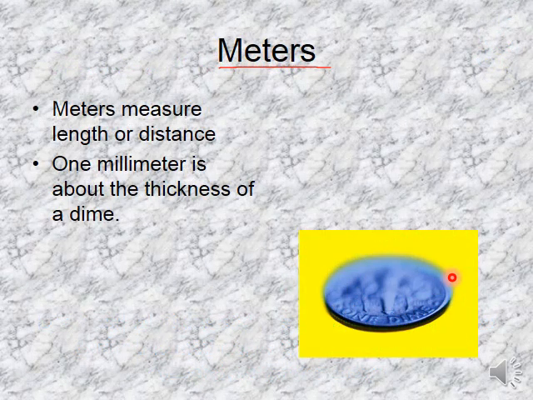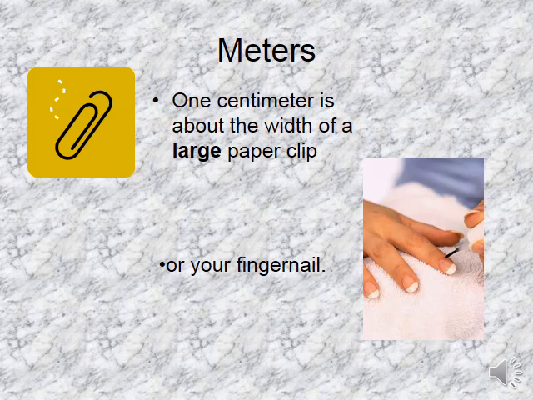Now let's look at the individual forms of measurement, or units of measure. There's meters. Meters measure length or distance. One millimeter is about the thickness of a dime. And once again, we know this millimeter that we're looking at is 1/1000th of 1 meter. One centimeter, or 1/100th of 1 meter, is about the width of a large paperclip or your fingernail. So if you have 100 centimeters, you have 1 meter.